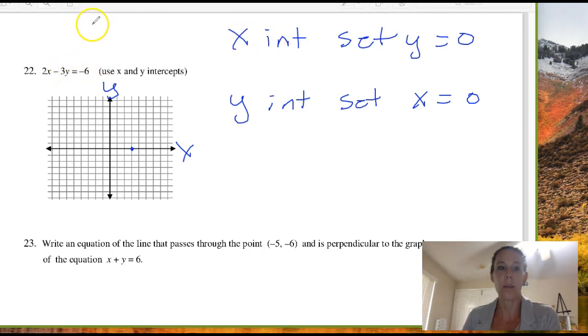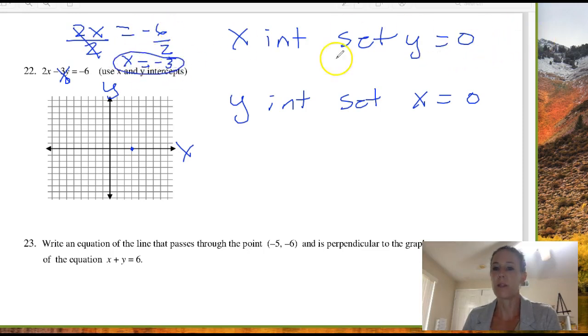So for this one, I'm going to go, all right, 2 times x. If I set y equal to 0, 0 times negative 3 is 0. So this falls out. And I'm going to get 2 times x equals negative 6. And then I'm going to divide both sides by 2. And I'm going to come up with x equals negative 3. So my x-intercept is negative 3. If you want to put it in an ordered pair, that would mean x is negative 3, y was 0. Remember, I set y equal to 0. Okay. Now do the y-intercept.